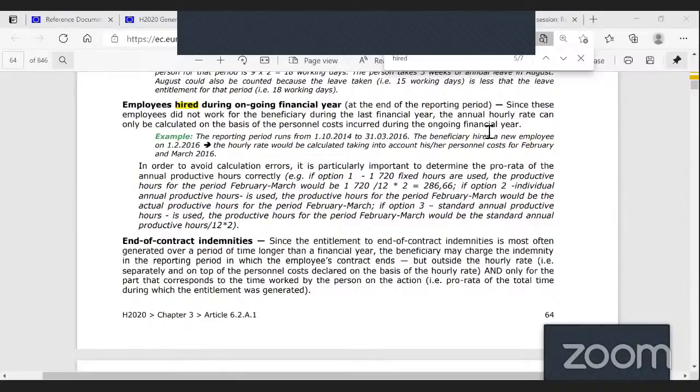And this is what I wanted to show you when I was speaking about the annotated grant agreement. Everything that we say is there. We have the general explanations, and then after those, we have the specific cases. For instance, this case of employees hired during the ongoing financial year is a specific case.